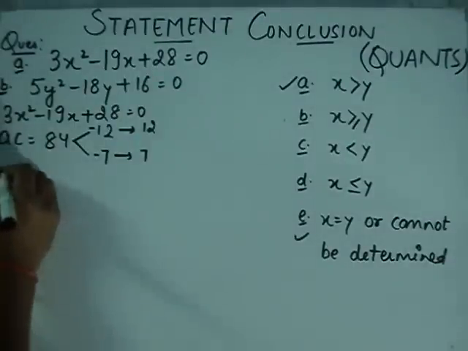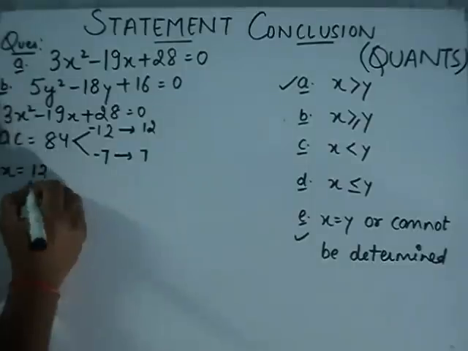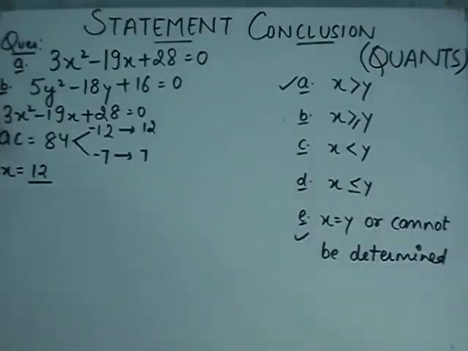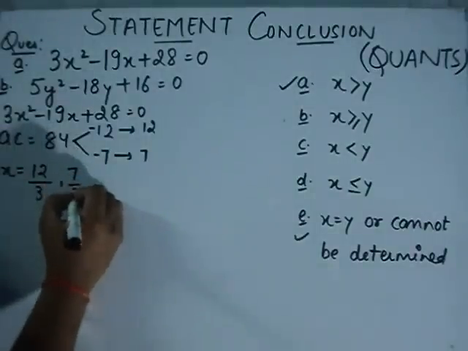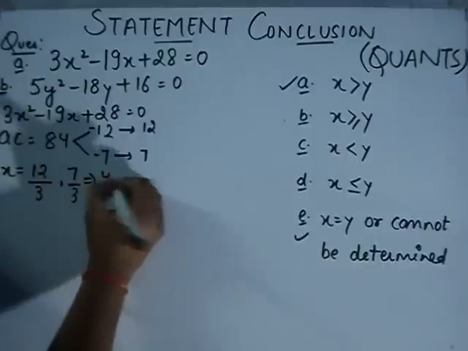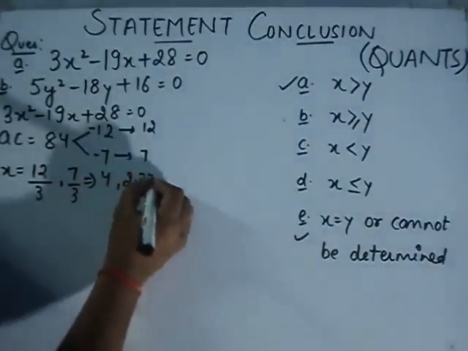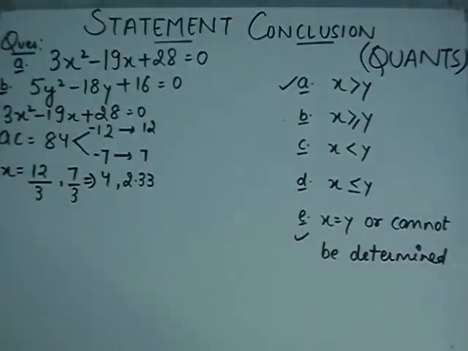So our roots would be 12. Here the coefficient of x square is 3. So we divide here by 3, and 12 by 3 means 4, and 7 by 3 means 2.33. These are the roots of the first equation.